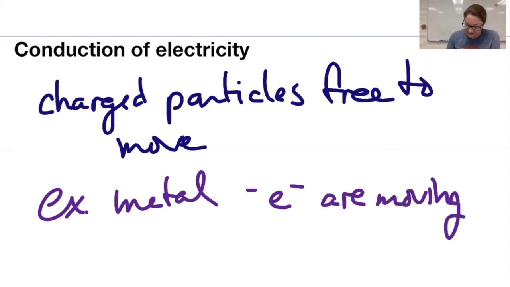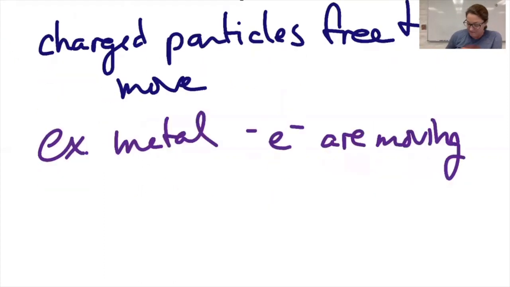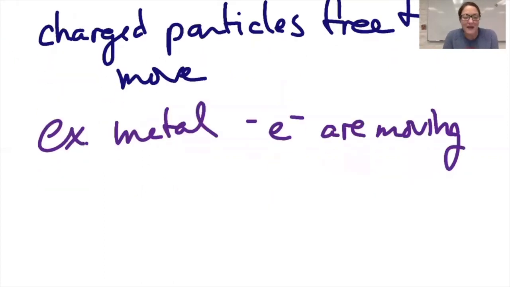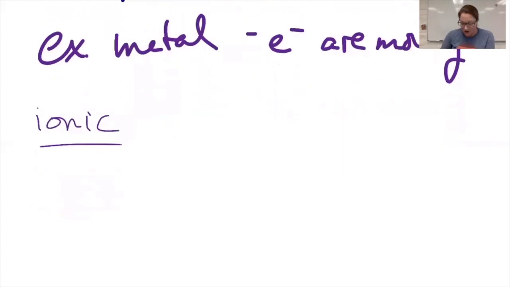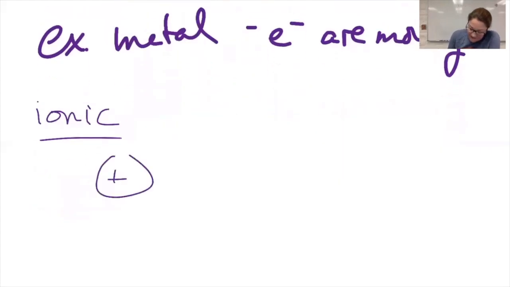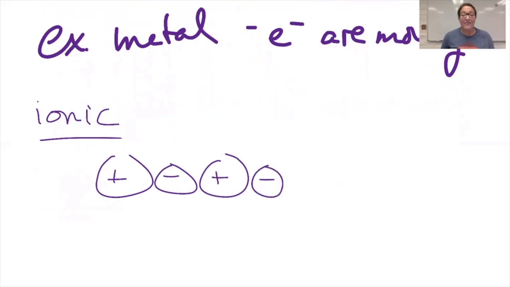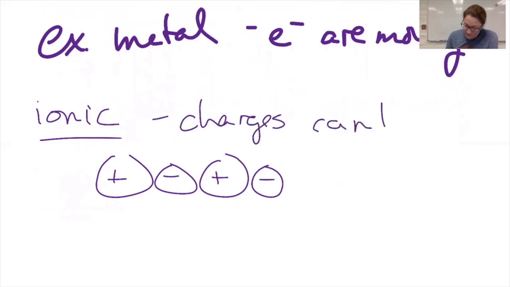And we'll talk about this in a little bit more detail when we talk about the structure of a metal and how the electrons behave inside the metal. If we have an ionic compound, in the solid state it has a regular pattern of positives and negatives, and they are not free to move when solid.